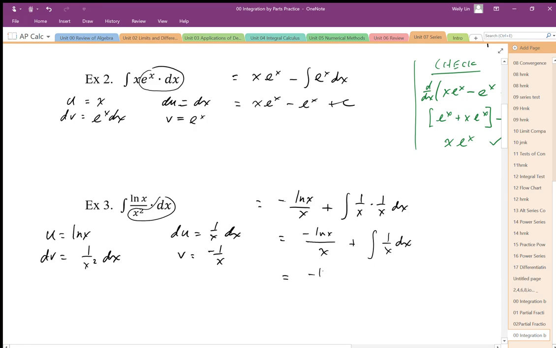Okay, so I've already integrated that one, so we know that becomes negative 1 over x plus c. Okay, so there's our antiderivative function for that, or starting function there.